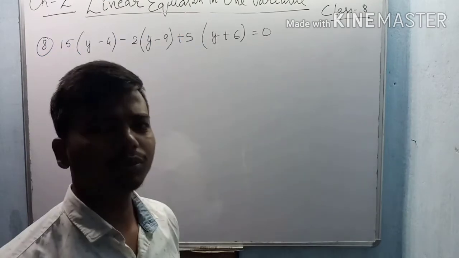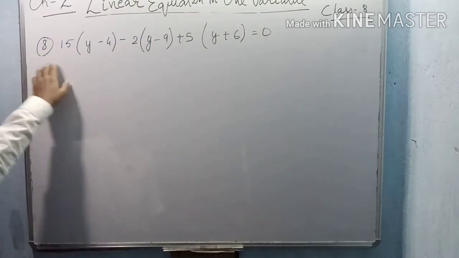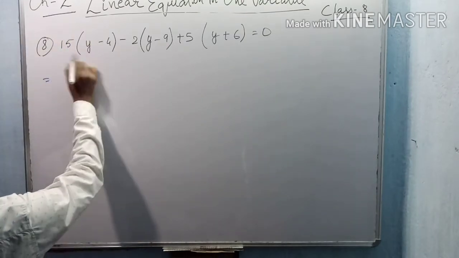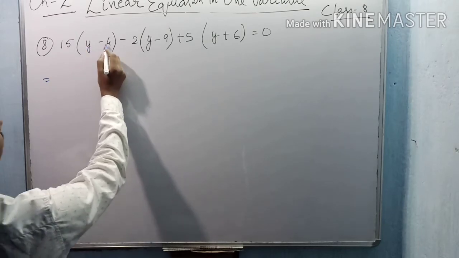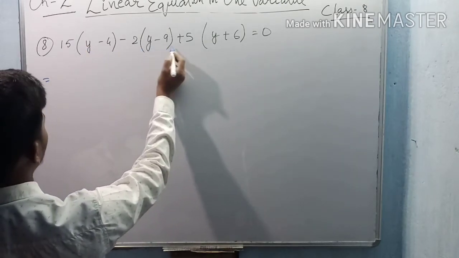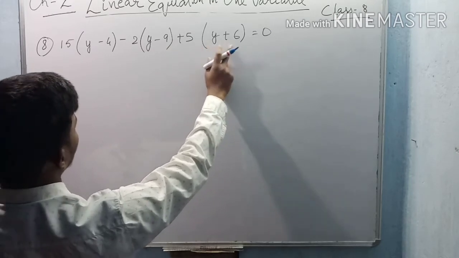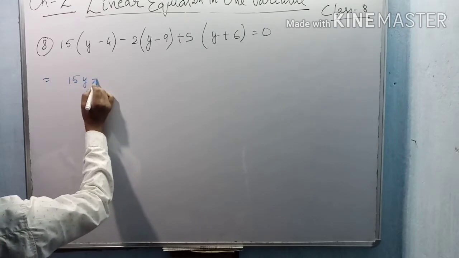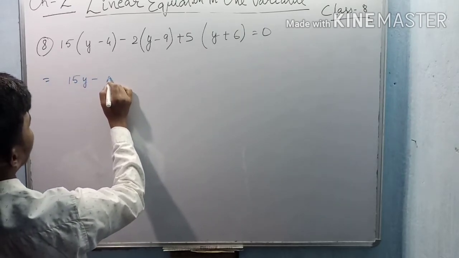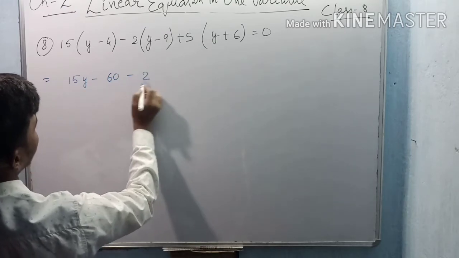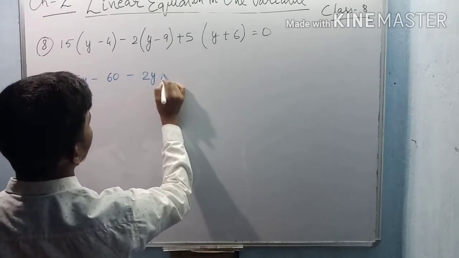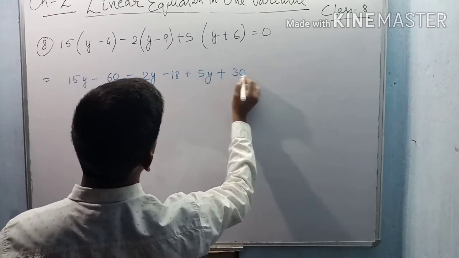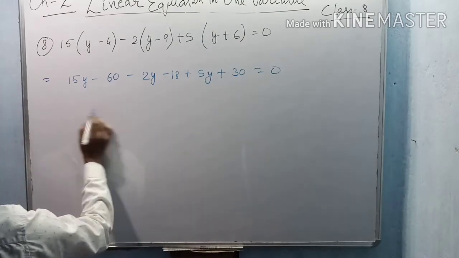Okay, now move to question number 8 of exercise 2.3. What is it saying? 15 bracket open y minus 4 minus 2 bracket open y minus 9 plus 5 bracket open y plus 6 equals 0. So we will solve. 15 into y will be 15y only. 15 into 4 will be what? 60. Minus 2 into y is 2y, minus 9 twos are 18, plus 5y plus 5 sixes are 30 equals 0. Just solve.